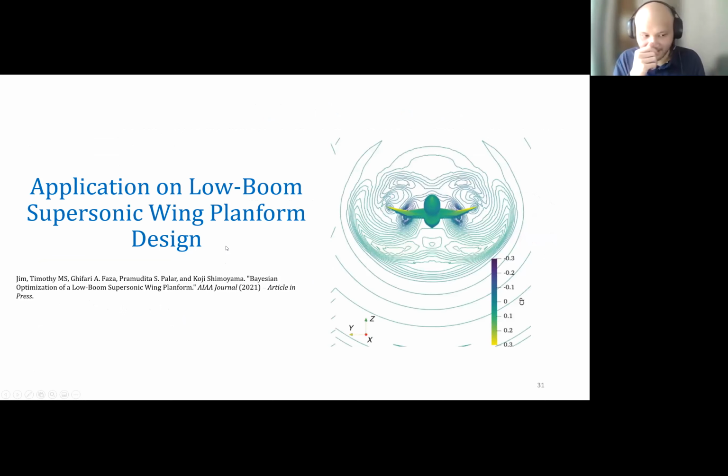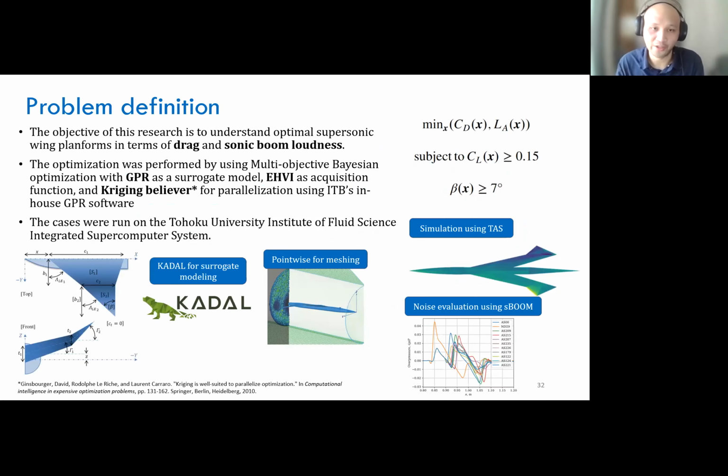So the last topic is the application on low boom supersonic wing platform design, and this is very recent, published in 2021. This is a collaboration with Tohoku University. The goal is to design a supersonic wing transport that reduces both the drag and the sonic boom loudness.